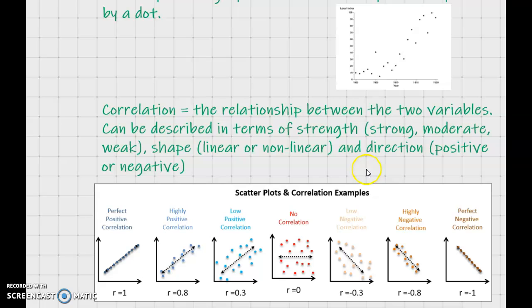Okay, the last definition I'll do for now is correlation. Basically, this is a mathematical word for relationship. You're looking at the relationship between the two variables. Now, it can be described three ways. It can be described in terms of strength. So, for example, this one's strong, still strong, moderate to weak. Shape, it can be linear, like a line like most of these are, or non-linear, it might look more curved. And direction. So all these are positive and all these are negative.